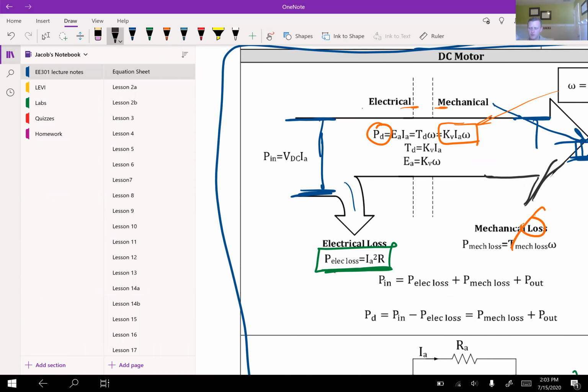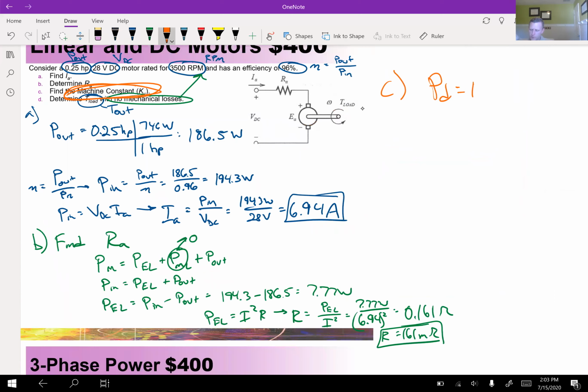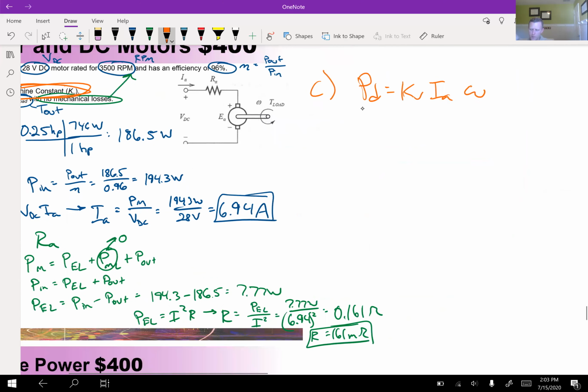All right, so PD equals kV I_A omega. In order to do that, let's solve for omega real quick. Omega equals 2 pi RPM over 60, so 2 pi times 3500 over 60. Omega looks like a W. Omega is 366.5 radians per second.